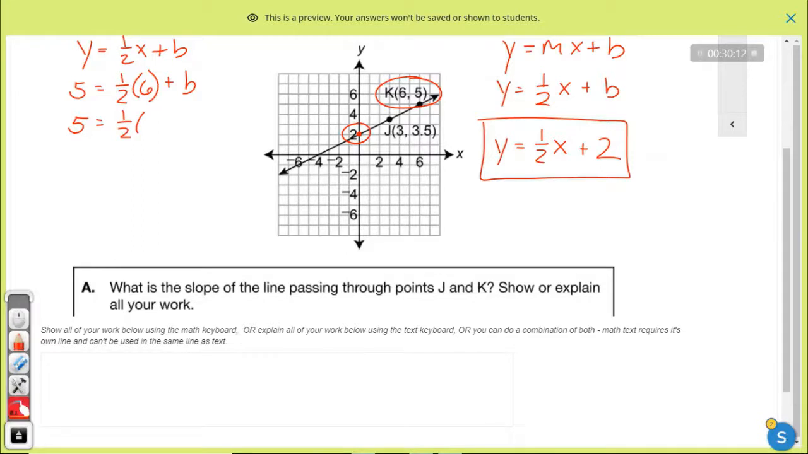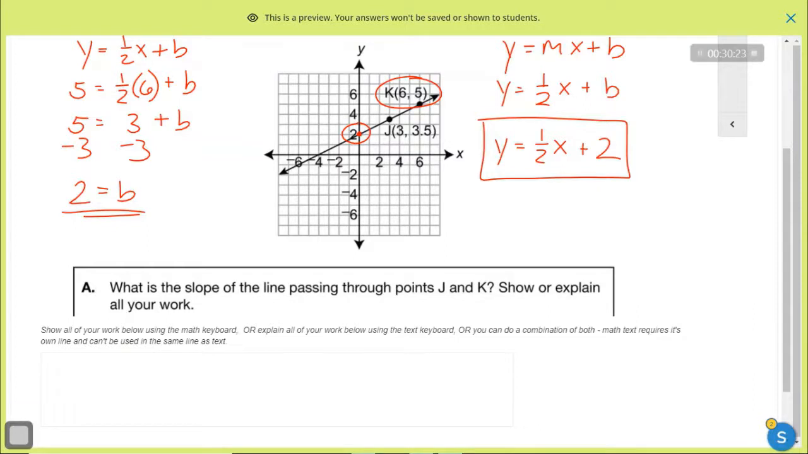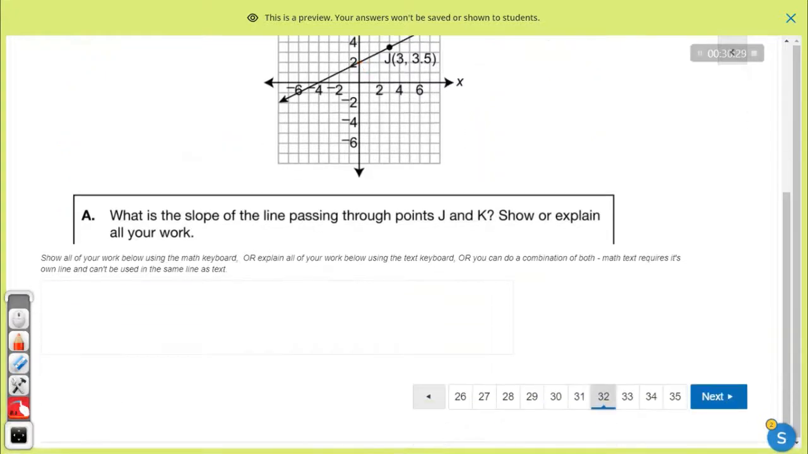I'm sorry, I'm going to actually multiply that. 1/2 times 6 gives me 3. And then I subtract 3 from both sides, giving me 2 as my y-intercept. So that's another way to go about it, especially if the point on the graph is not a nice whole number or it doesn't cross through a nice point like this one did. All right, let's take a look at our next question.